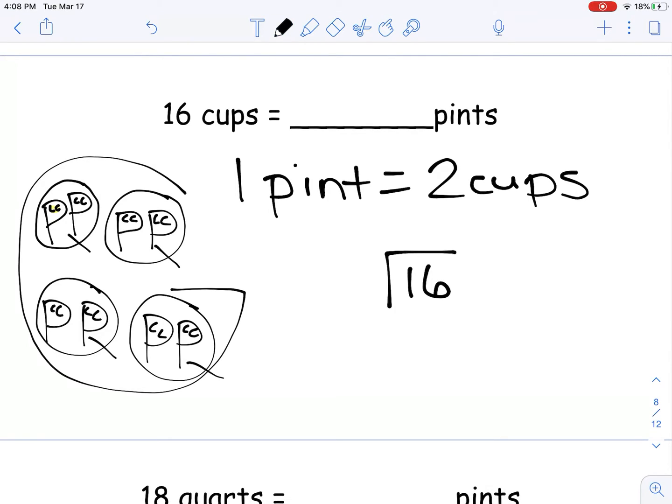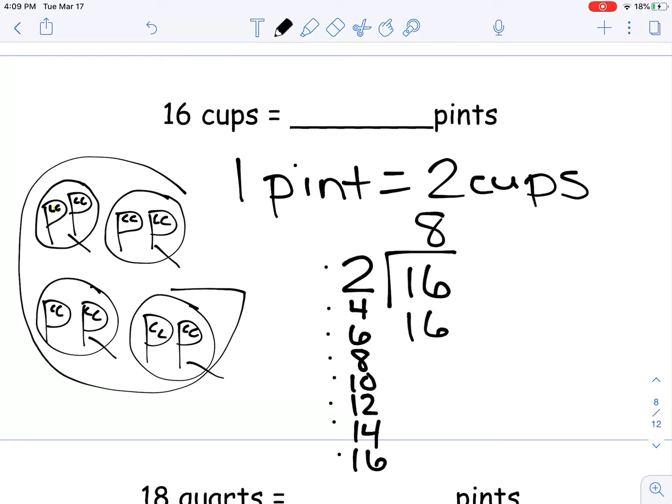So that's 16 divided by 2. I know for some of you that's a mental math fact. I always like to show my work even though I know it, just to be safe. 2, 4, 6, 8, 10, 12, 14, 16. So that's 1, 2, 3, 4, 5, 6, 7, 8. That means 16 cups is equal to 8 pints.